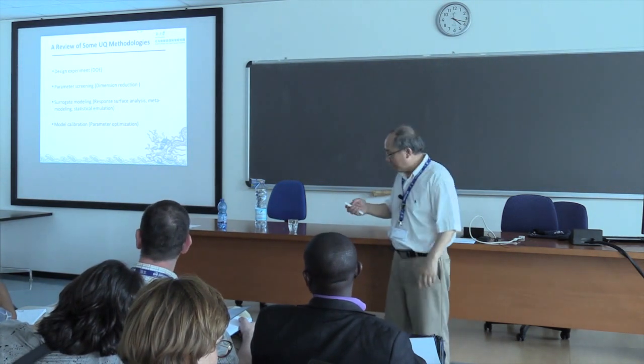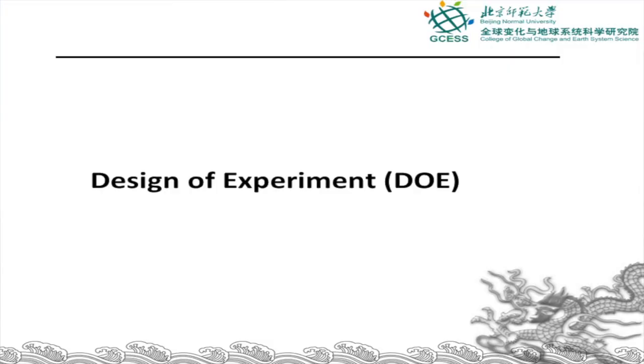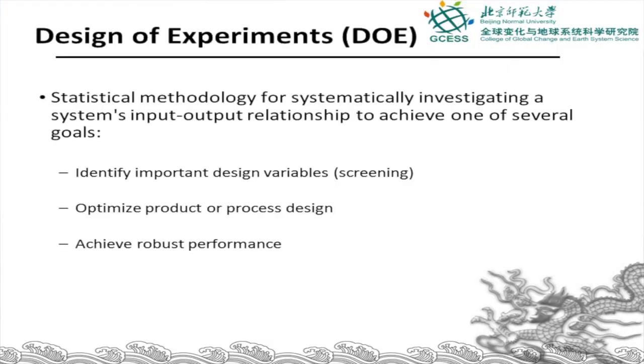But your question is going to be answered. So the design of the experiment, what is this supposed to do? Design of experiment is a statistical methodology for systematically investigating a system's output-input relationship in order to achieve one of those goals. Okay, so identify the most important design variables.